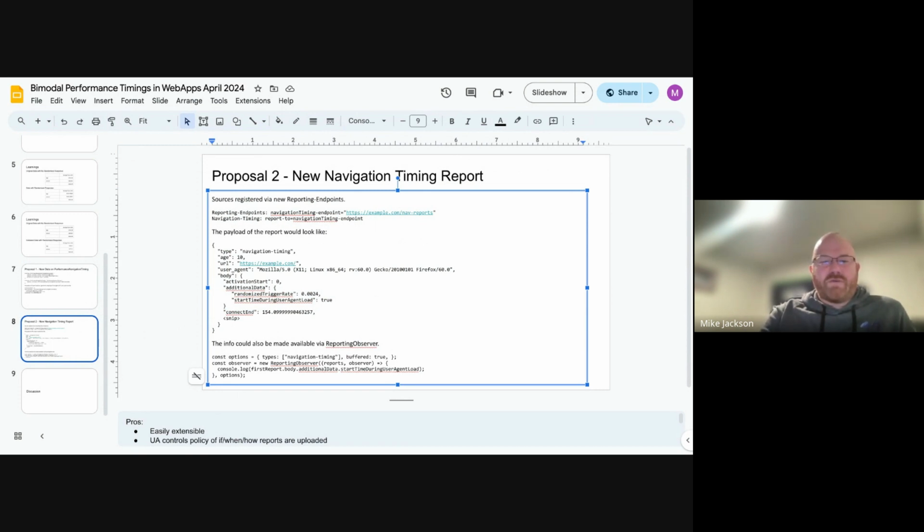And so I think that there are some interesting opportunities there. If we really needed to get to it, the info could be made available by the ReportingObserver API, but it wouldn't plug into any of the existing performance navigation timing payloads. And maybe the format of this needs to change a little bit, but this is roughly the approach that I would position.